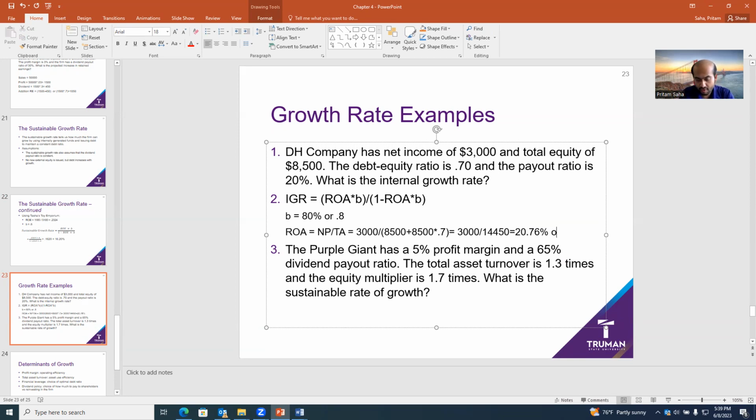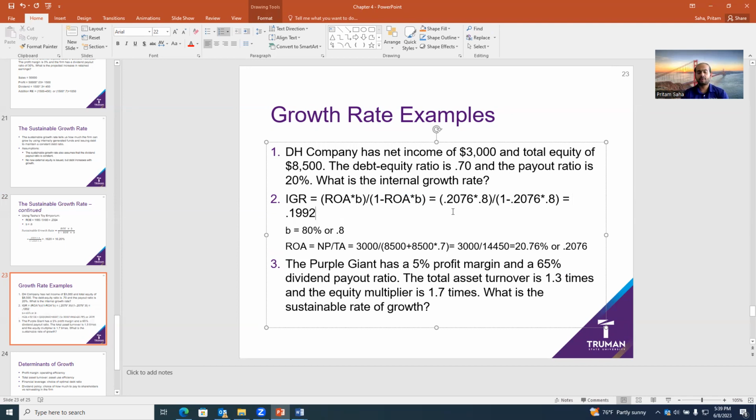That should be equal to 20.76%, or 0.2076. I always recommend when you're doing a percentage problem, always use decimal type, okay? That's what I recommend. So that means 0.2076 times 0.8, divided by 1 minus 0.2076 times 0.8. It should give you 19.2%. Make sense? So that's the IGR.